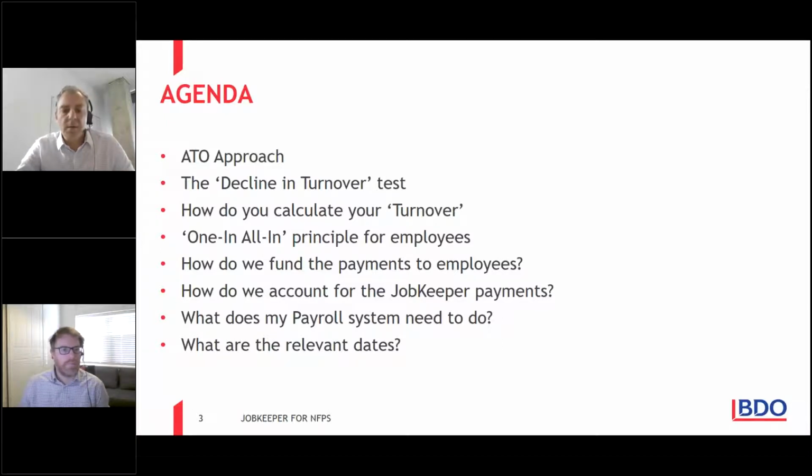So today's session, we will effectively be walking through the JobKeeper provisions with a particular focus on what they mean for not-for-profit organisations. So we'll start off by looking at the ATO's approach. We'll look at the decline in turnover test, what's included, how do you calculate turnover, this one-in, all-in principle for employees. And then I'll be handing over to Andrew as we start talking about how we fund payments to employees. How do we account for the JobKeeper payments? What does my payroll system need to do? And then lastly, and importantly, what are the relevant dates?